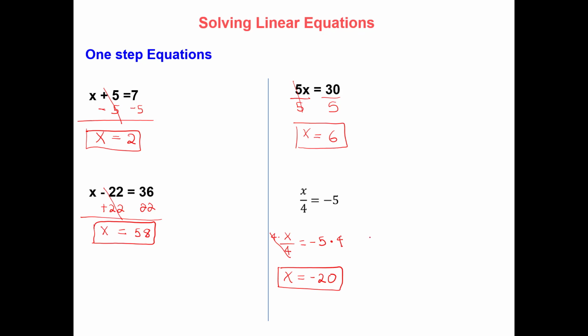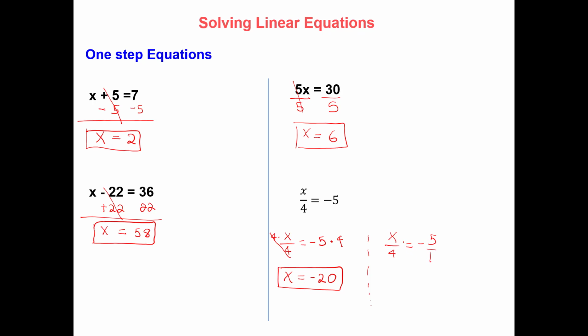And we can solve in another way. Let's write again here x over 4 equal to -5. Then the other way we can solve this one, if we have just one term, one fraction, on one side and one term on the other side, we can use the cross product.